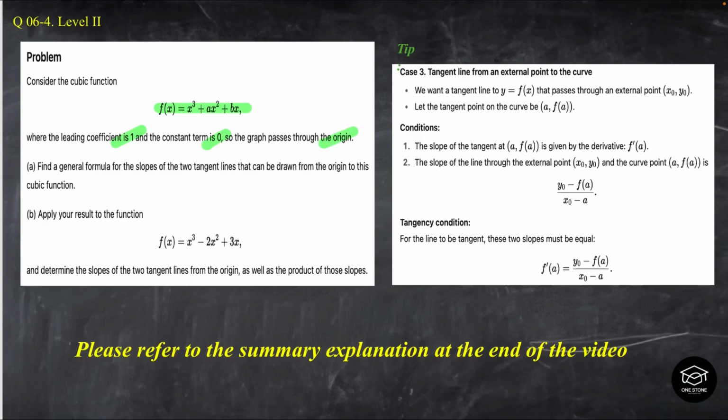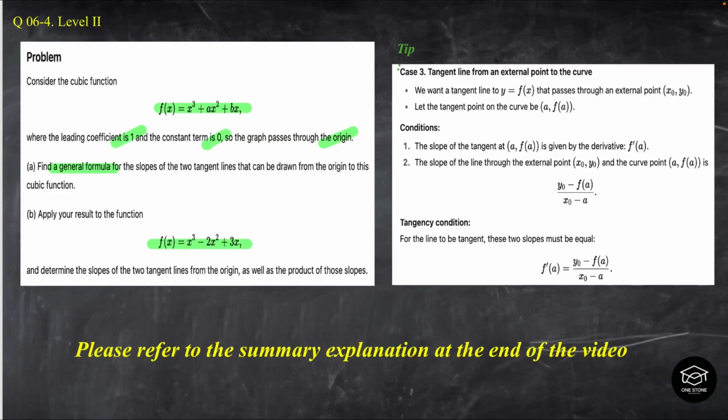The question we want to answer is this. If we draw tangent lines from the origin to this cubic curve, what are the slopes of those tangent lines? Can we find a general formula? And then, how can we apply this result to a specific example?